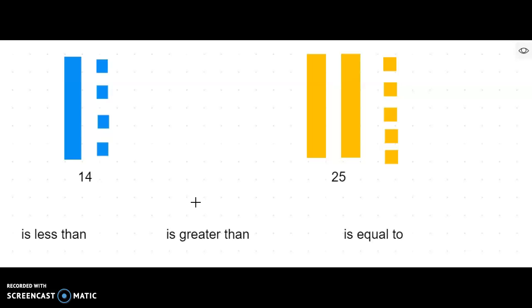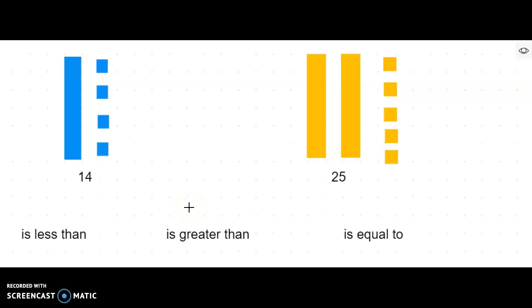Today, we are going to talk about comparing numbers. That means looking at which numbers are bigger or smaller than other numbers. And when you're comparing two numbers, you need to look at both the tens place and the ones place. Let me show you what I mean by that.